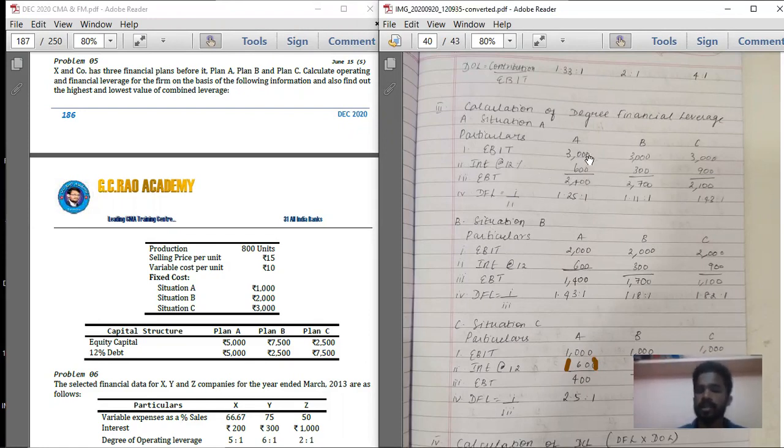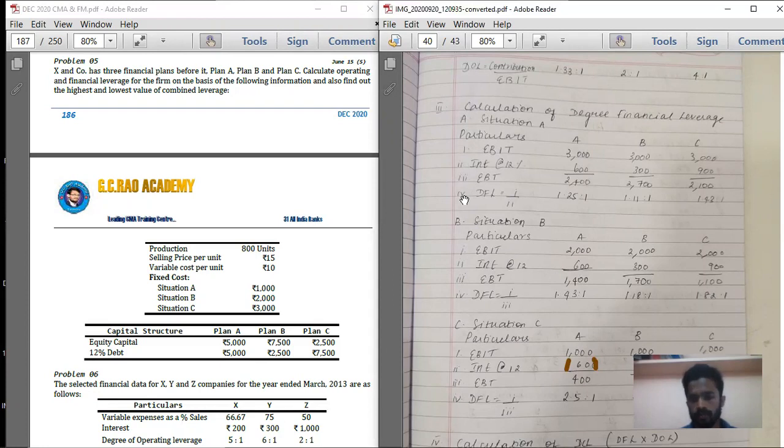So EBIT minus interest. Below that, small Roman number 3, what is EBT? Under particulars, EBT. Under plan A, 3000 minus 600, underline it, 2400. Under plan B, 3000 minus 300, underline it, 2700. And plan C, 3000 minus 900, underline it, 2100.